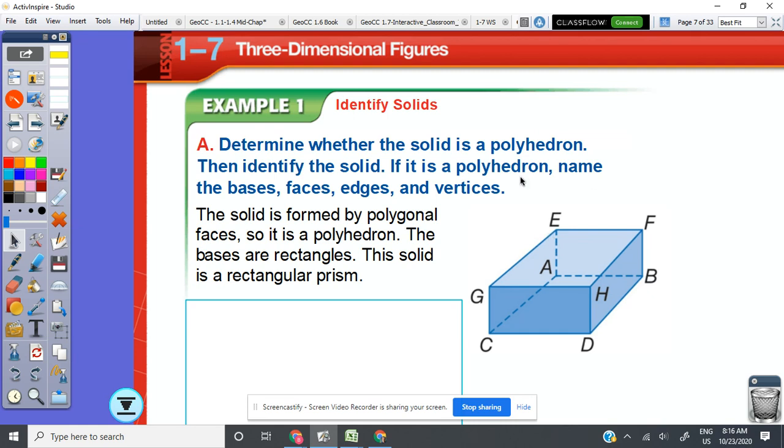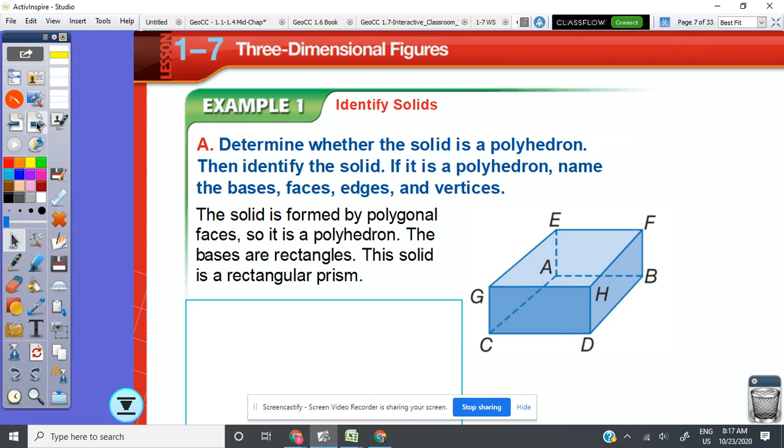And then the vertices are just all the points. A, B, C, D, E, F, G, H, I. Notice they don't use I. They didn't get that far, but they won't use I. A, B, C, D, E, F, G, H. Those are all my vertices. So a lot of writing, but really no real math involved. It's just identifying parts.